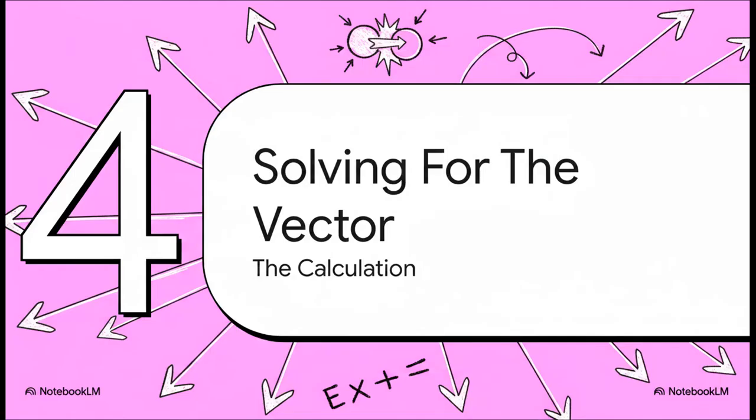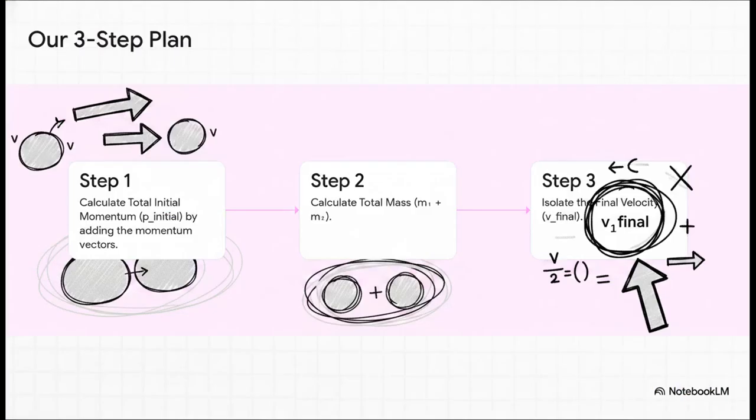All right, section 4, we've got our master equation all set up. Believe it or not, the hard physics thinking is pretty much done. The rest of this is just being careful with our vector algebra. Let's walk through it. So here's the game plan, just 3 simple steps.